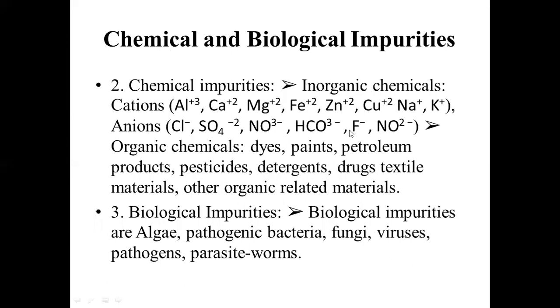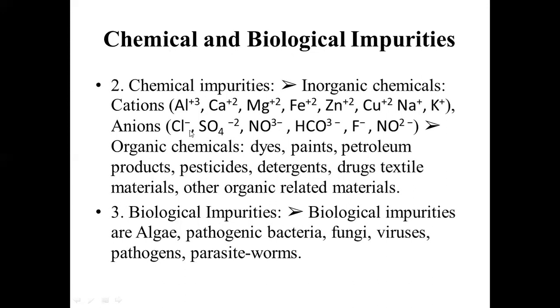Now, what are the chemical and biological impurities? We can see here chemical impurities. Chemical impurities are inorganic chemicals like cations: aluminum, calcium, magnesium, iron, zinc, copper, sodium, potassium. All these are inorganic cations, inorganic chemicals that are responsible for chemical impurities.